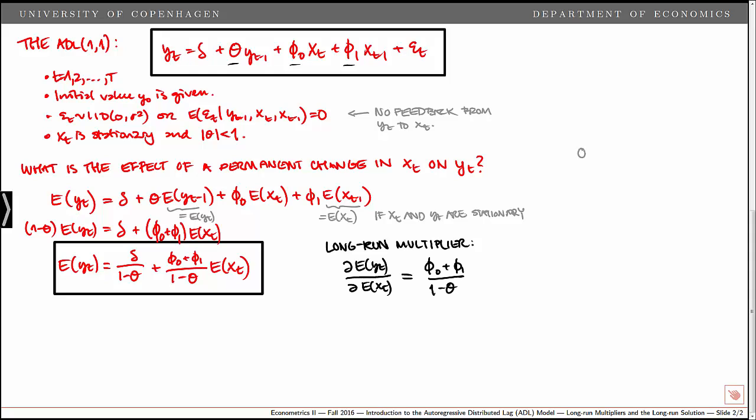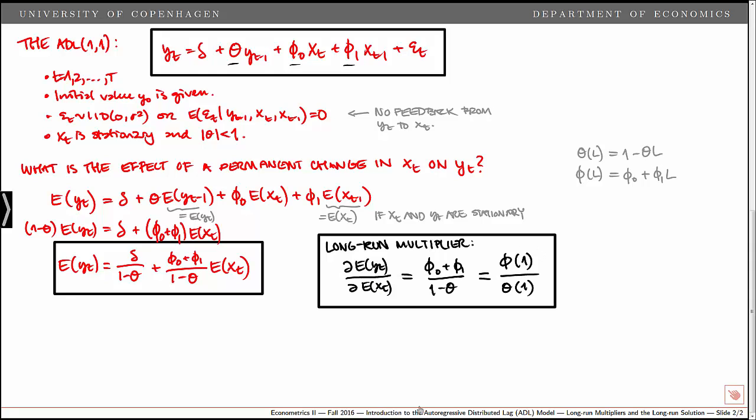Now we could define the autoregressive polynomial theta of L as 1 minus theta L. We could define a similar polynomial for the effect of x, so phi of L is just phi_0 plus phi_1 L. And note that we could use this to write the long-run multiplier in the general case as phi of 1 divided by theta of 1: the polynomial for x evaluated in 1, divided by the autoregressive polynomial evaluated in 1.